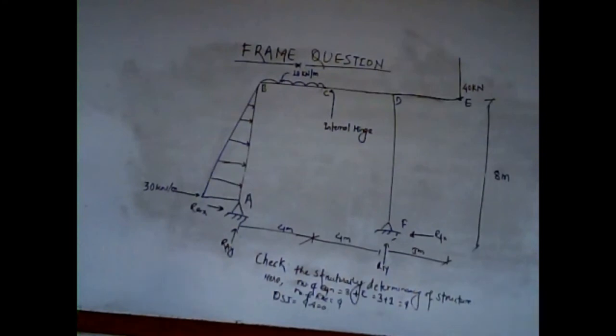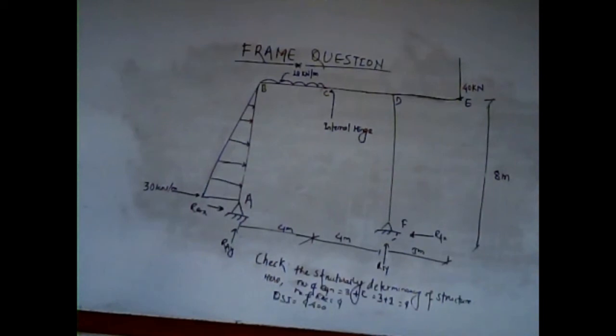So friends, for solving such a problem, first of all we need to know whether the given structure is determinate or not. If the structure is not determinate, we cannot solve the question normally. For that we have to know a whole lot of other theorems and techniques to solve the static indeterminate equations. So here we have two supports at A and F, both are hinge supports, and a hinge support has two reactions as shown in the given figure.